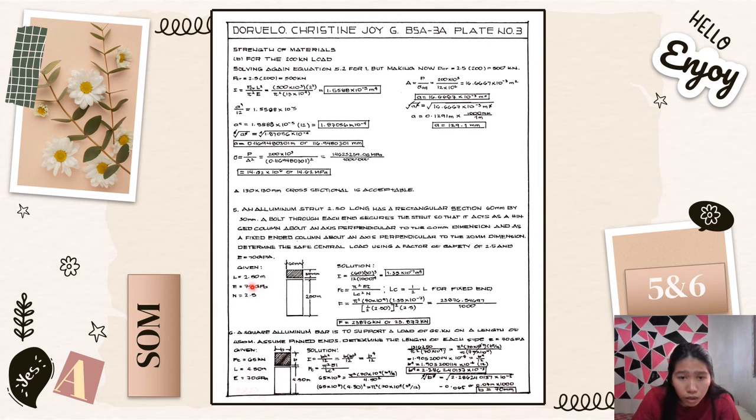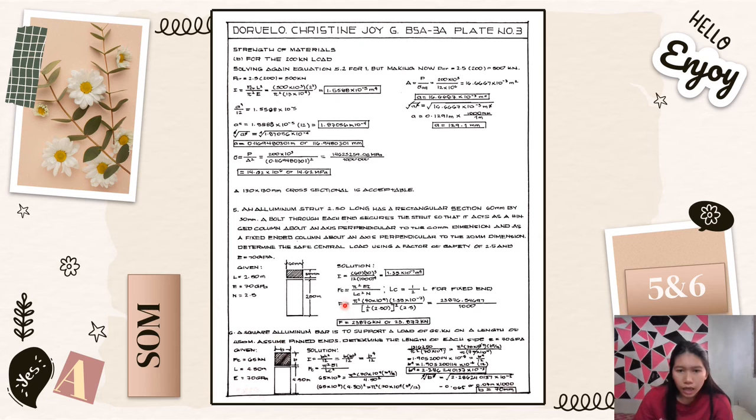So we have the given here. L is equal to 2.50 meter, E is equal to 70 GPa and N is equal to 2.5. So the required is the safe central load F. So this is the figure. So let's proceed for the solution. So I is equal to 60 times 30 cubed all over 12 times 1000 raised to 4, which is equal to 1.35 times 10 raised to negative 7 meter raised to 4.